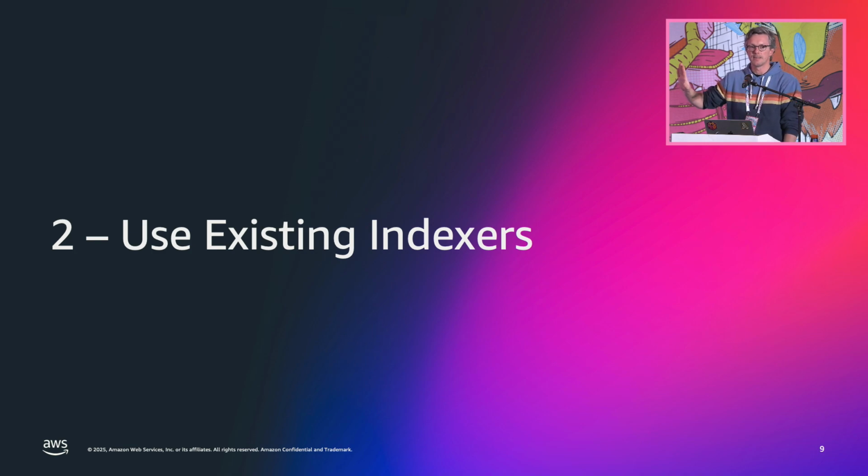Using existing indexes. There are really two flavors to this. One is, of course, there are very many companies that actually have indexes that you can just use. And we at AWS are one of them. We actually do have a managed service that allows you to query data for the Ethereum and Bitcoin blockchain.